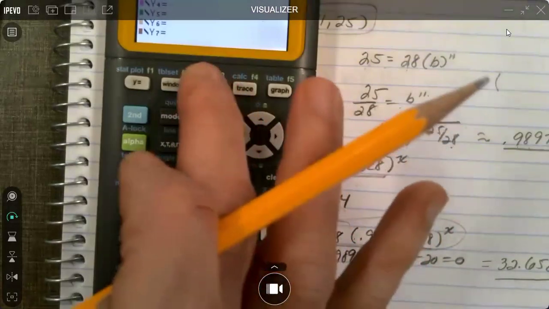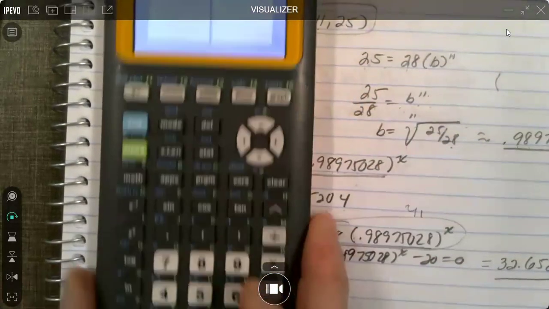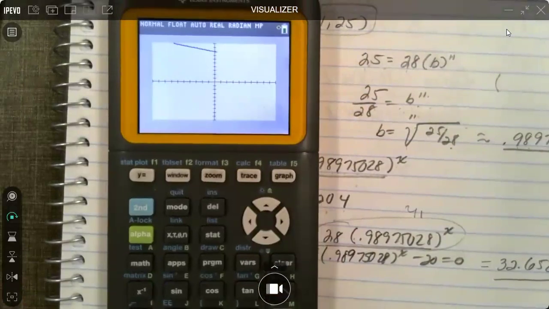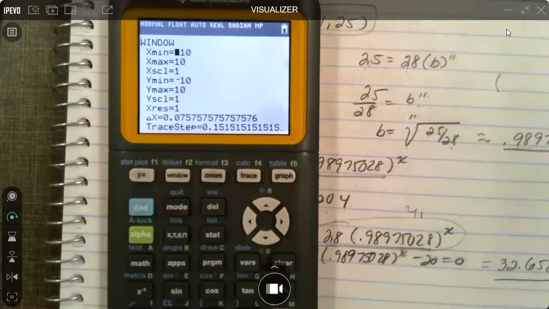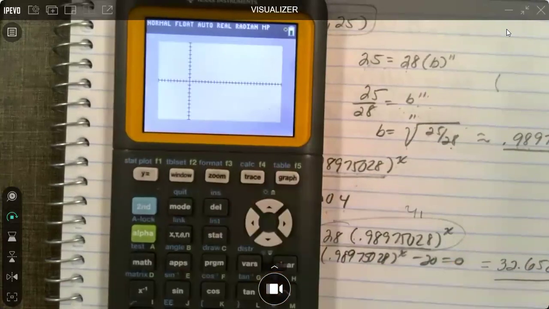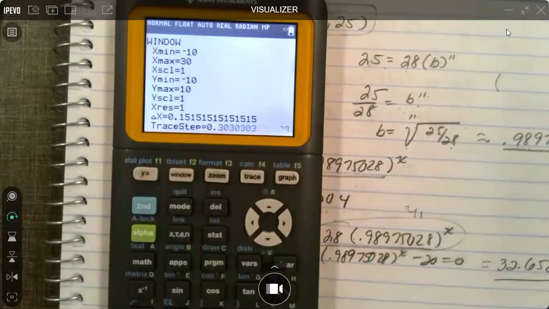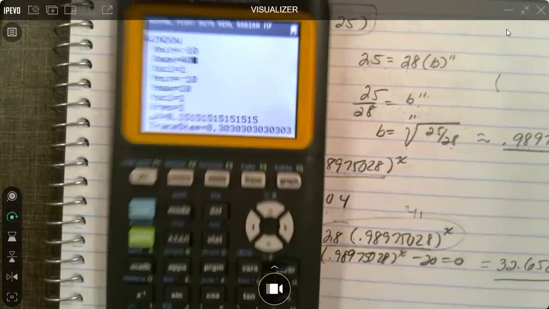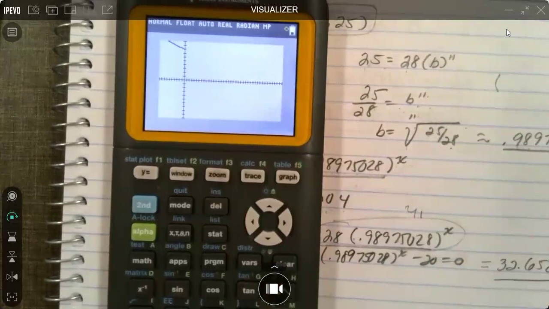And I always do zoom 6 first to see where I'm at. And notice that I'm not seeing the intersection. I'm not seeing it cross the x-axis. So therefore, I'm going to increase my window. Let's go out to maybe 30 for the x maximum and see what I get there. So I'm getting closer for it to cross the x-axis. So we have to adjust the window again. So hit window, maybe go out to 40, graph, and now I'll see it cross the x-axis.